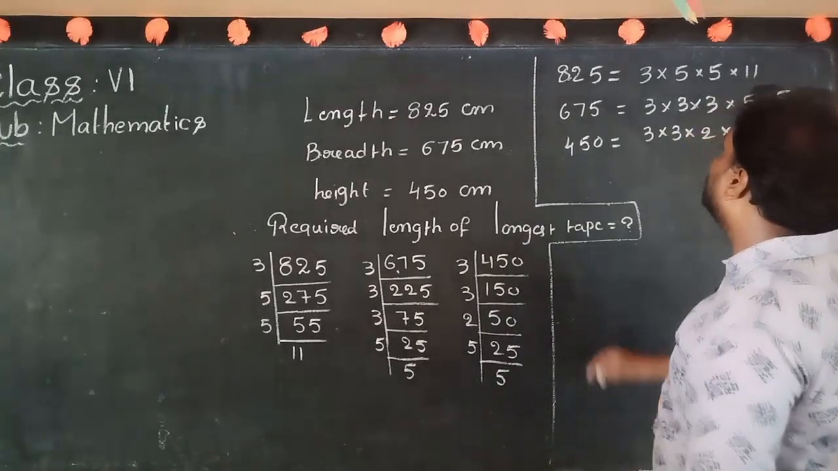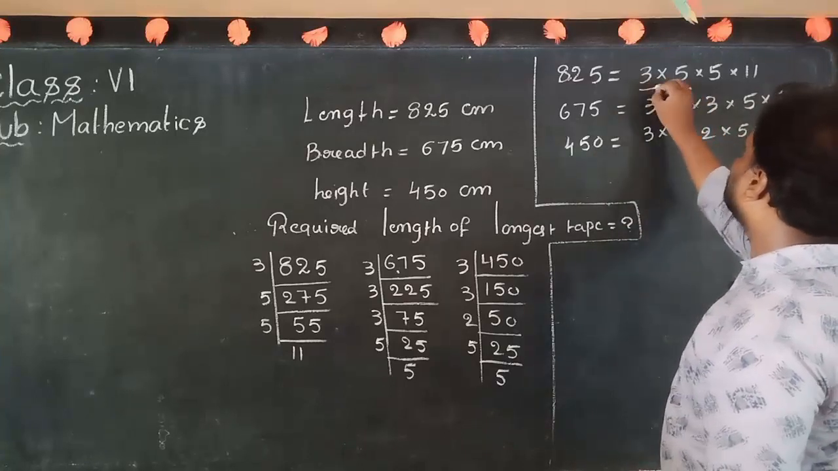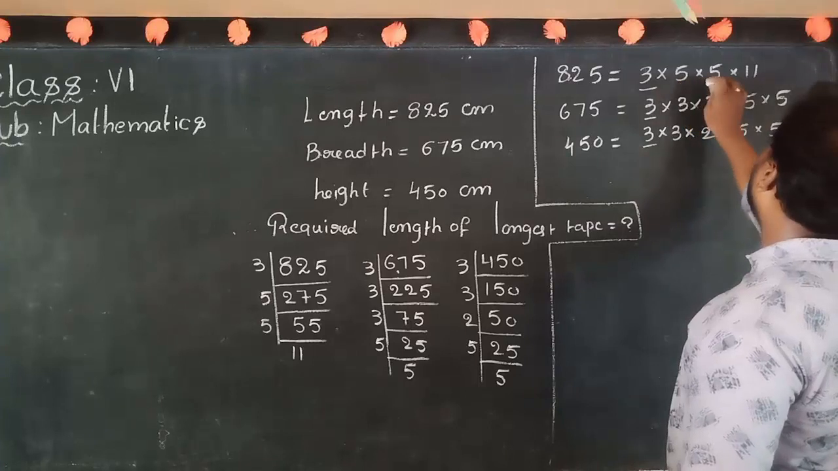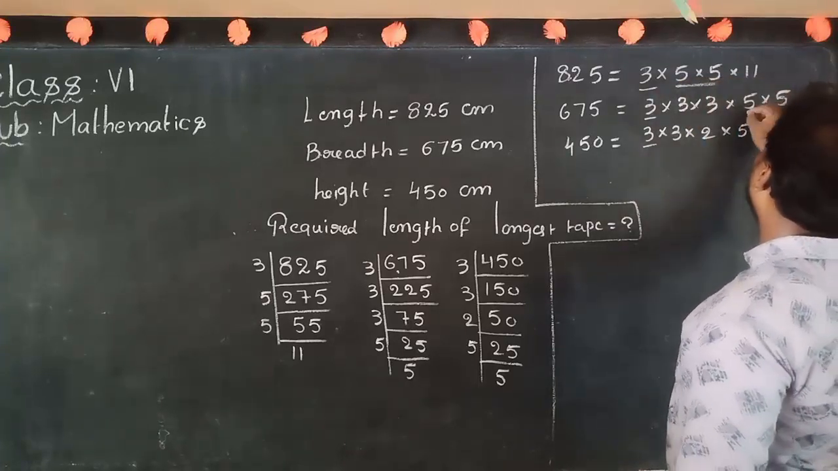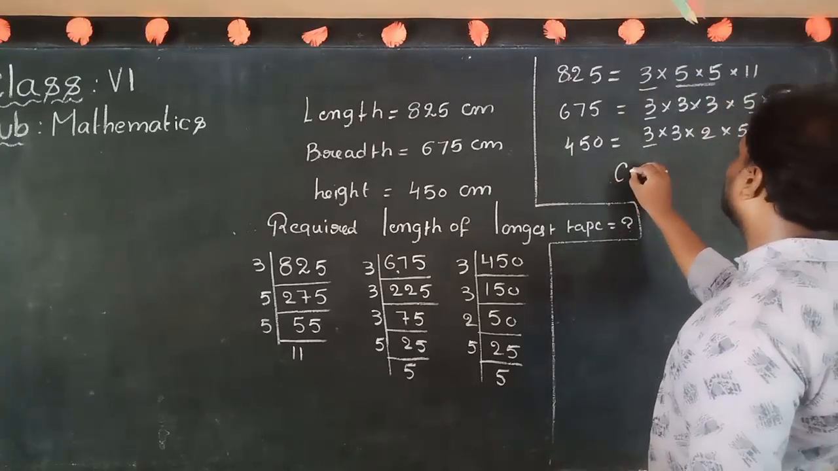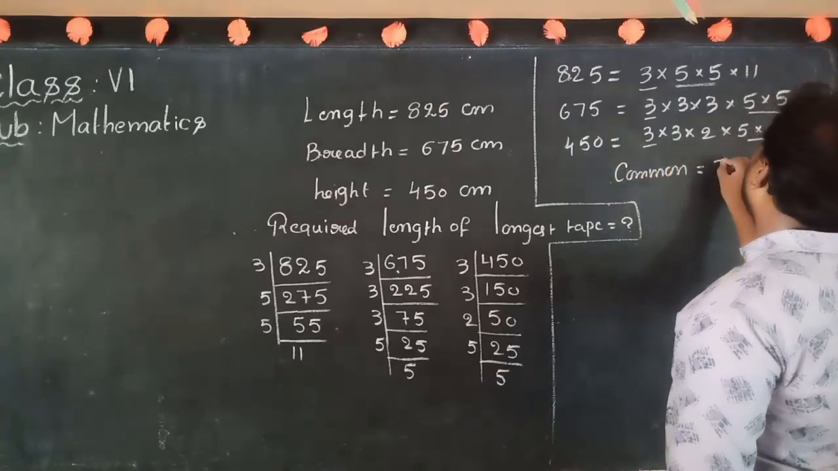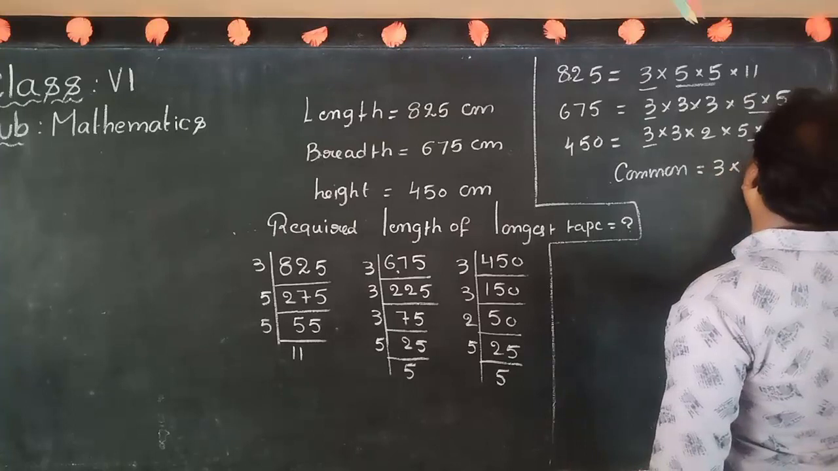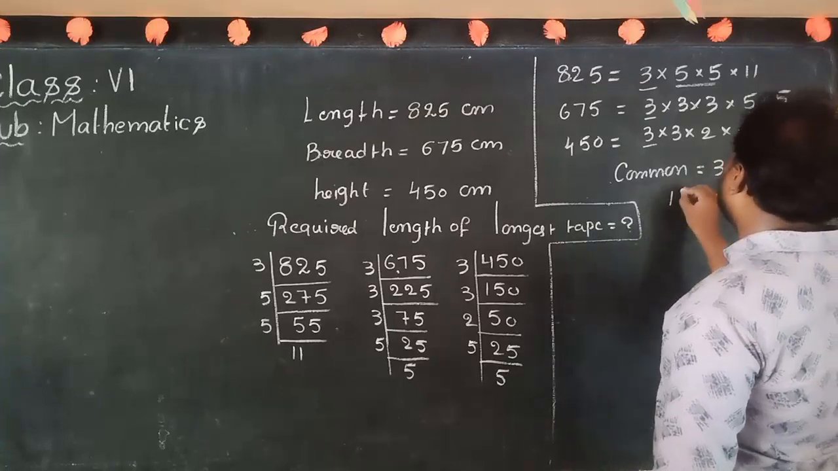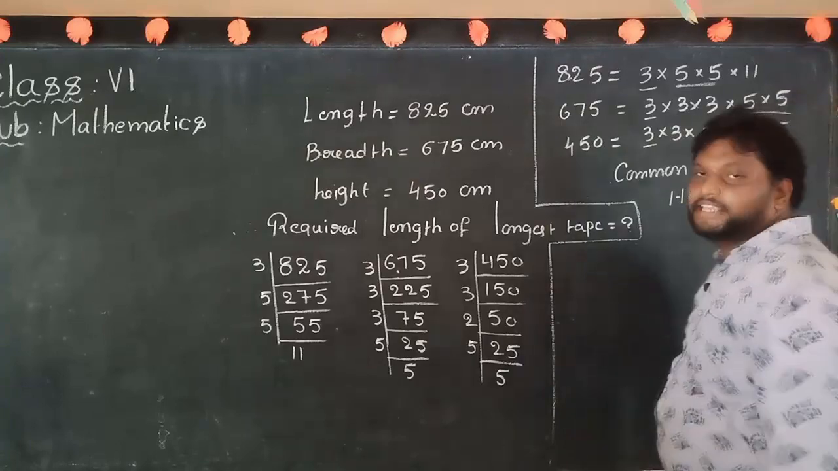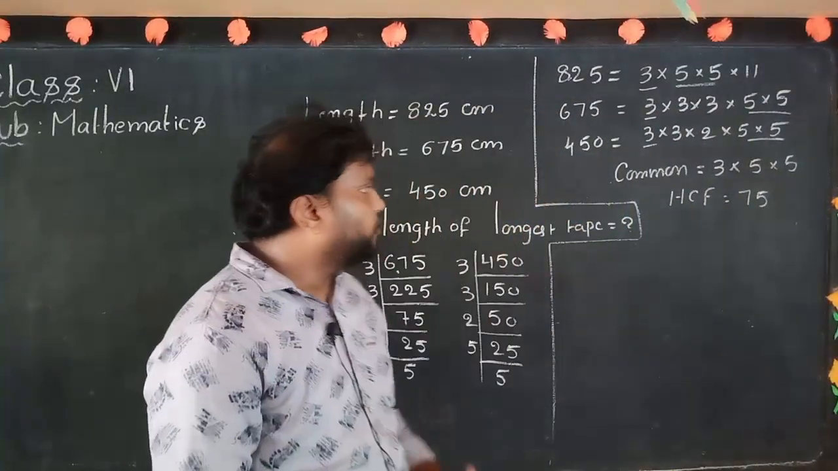What are the common values in that? One 3 is common, and 5, 5 are common. Okay. Common is equal to 3 into 5 into 5. Then HCF is equal to how much? 75. HCF is equal to 75.